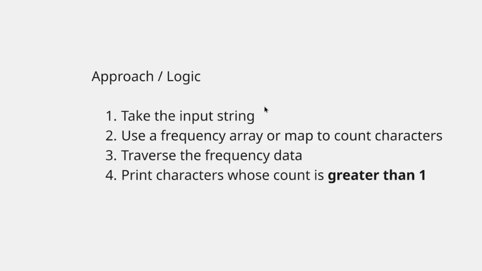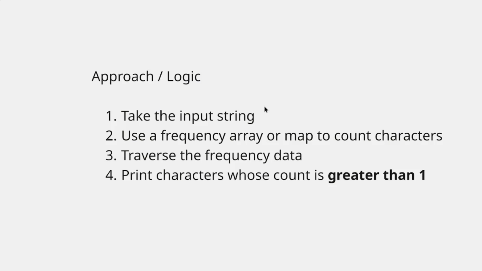So here is the approach. At first, take an input as a string, use a frequency array or map to count the characters, then traverse the frequency data and print characters whose count is greater than 1. At first we have to create a frequency array of size 256. Why 256? Because there are 256 ASCII characters, each index represents a character, and the value stores how many times it appears.